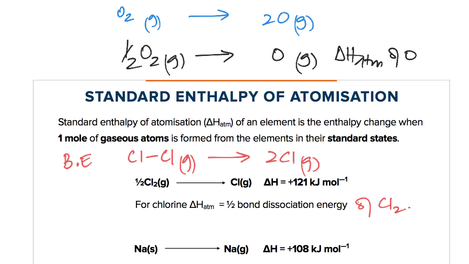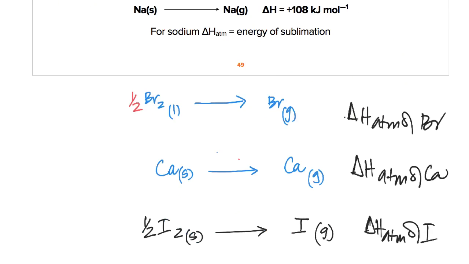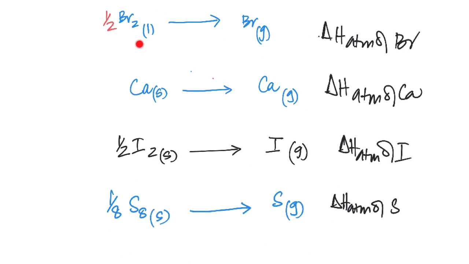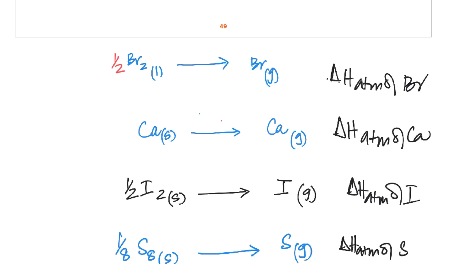This was easy because the standard state of the oxygen atom is also gas. So gas to gas, there's no state change. On the other hand, when I scroll down for the examples I've shown you, for bromine, the standard state of bromine is liquid to gas.